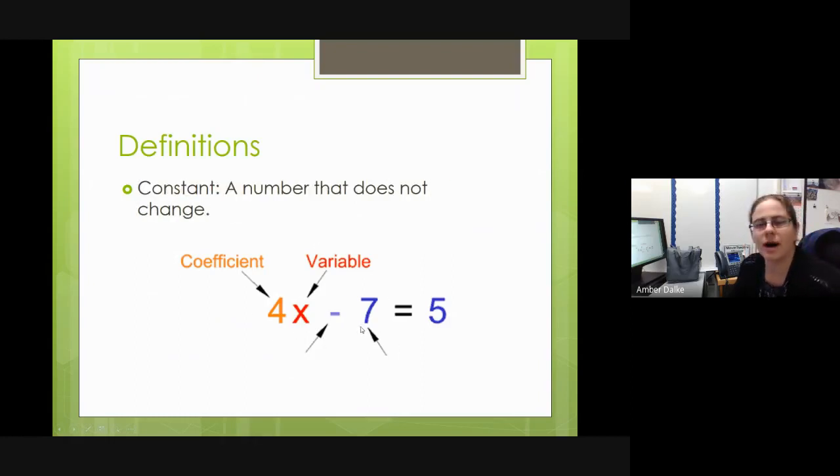A constant is a number that you are either adding or subtracting. The value of that number is not going to change, which is why we call it the constant. In this case, the constant is 7. Some people might tell you the constant is -7. That's fine, we're subtracting 7.